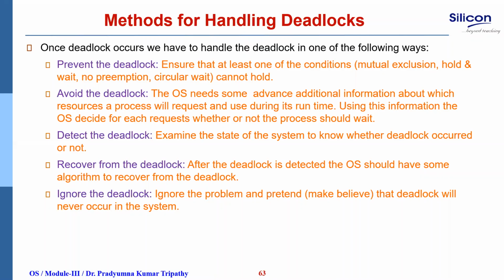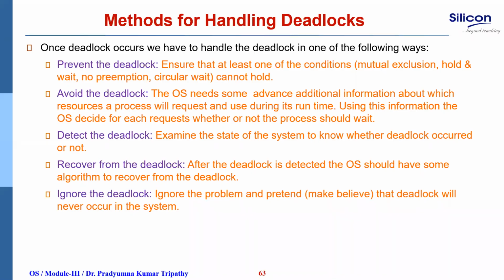What to do now? It is like a doctor telling a person with diabetes: don't eat this, go for walking, take medicines. He abides by everything, but still the diabetes is there. Then what to do? Ignore it. Because we have taken prevention, avoidance, and whenever it occurs we detect and try to recover, but still it is there. So sometimes we have to ignore the deadlock.